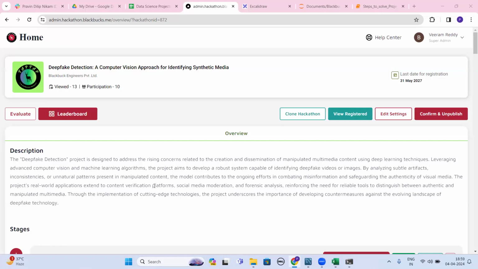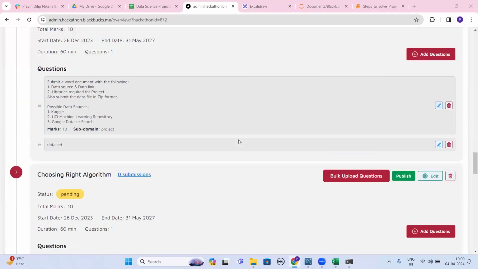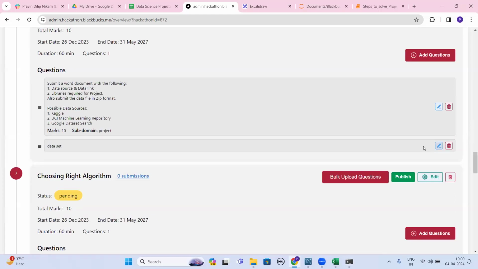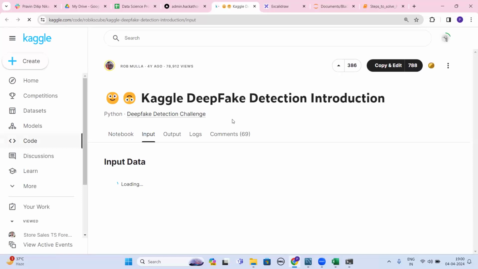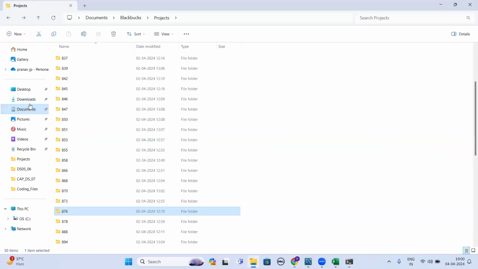Now after this is done, let us see how the data is looking, because the data for this was not available when I saw it. So let us go into the data set. The data is something that you can extract from Kaggle. This is basically the Kaggle data. These are videos, so this is video data. And you can then submit a CSV file, which looks something like this. Let me download it and show you how the data is.